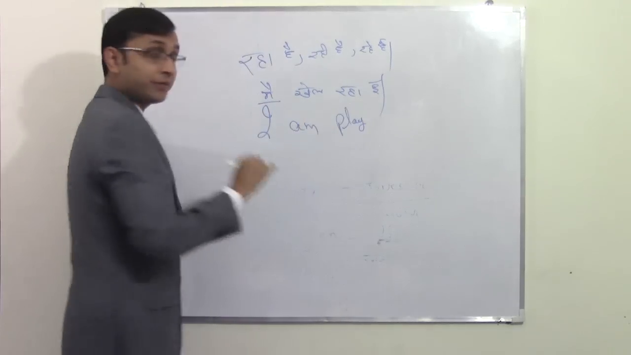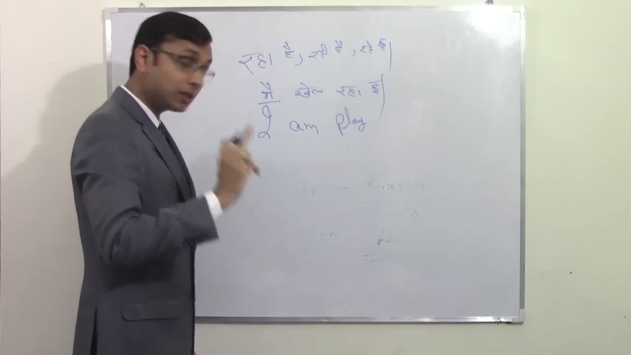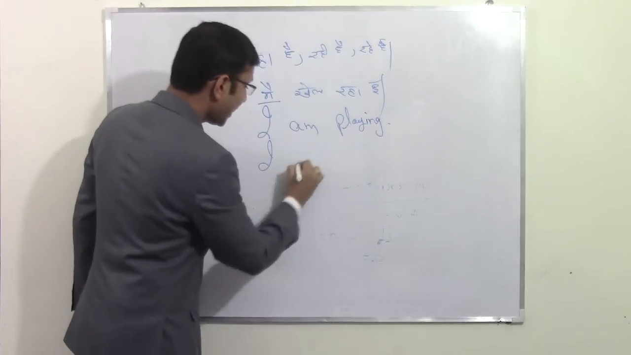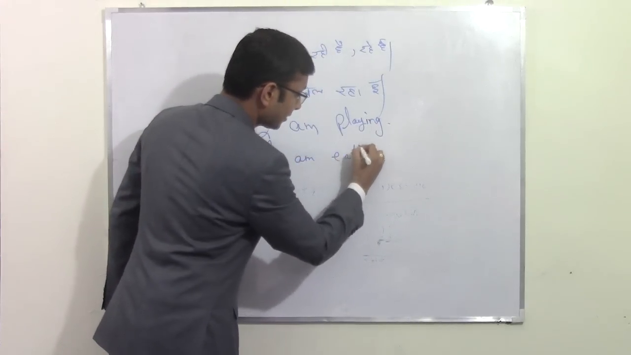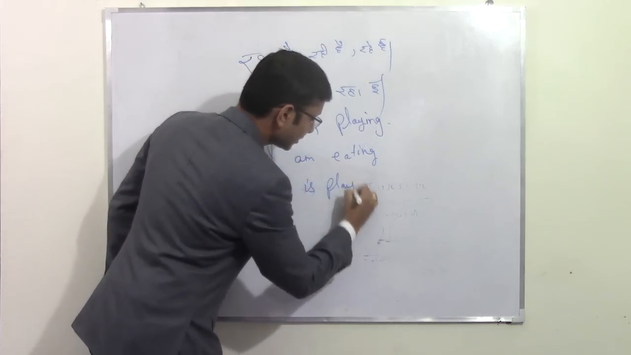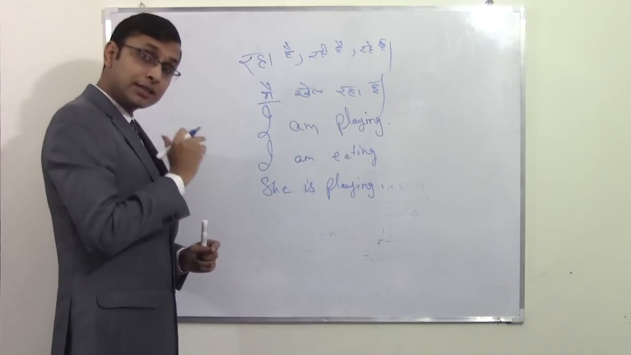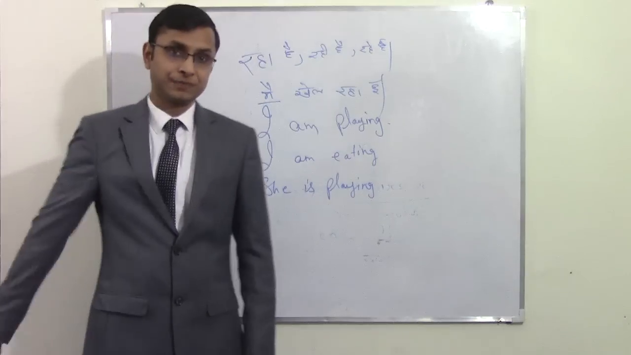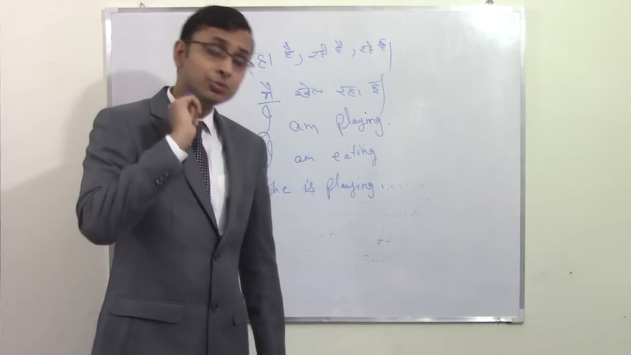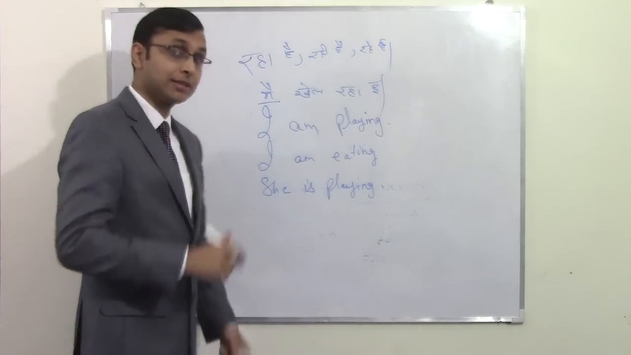And I told you whenever we have these sentences, raha hai, rahi hai, we need to add ing to the verb. So I am playing. I am eating. She is playing. So these are the sentences which we did in the last session. In today's session, the new situation which we are going to do is related to this situation. How? I'm going to tell you that in a minute.